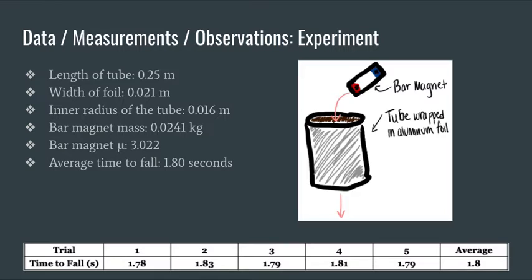My tube was 0.25 meters in length. My magnet had a mass of 0.0241 kilograms and a mu value of 3.022. I dropped my magnet through the tube 5 times and then averaged the time intervals to calculate that the average drop time was 1.8 seconds. I used this value then in my code.